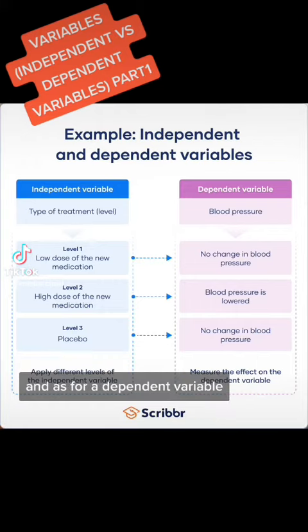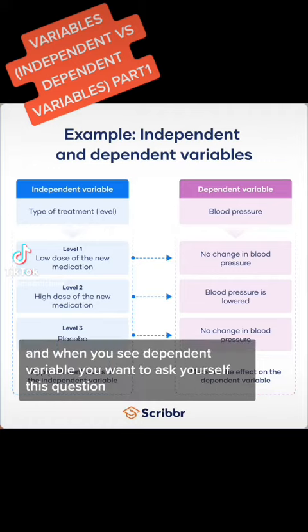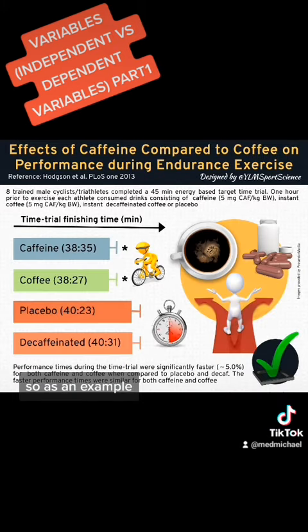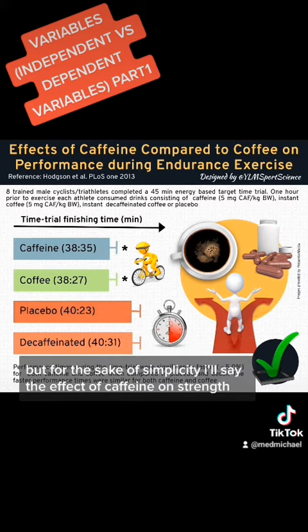As for a dependent variable, this is a variable whose value is dependent on another variable. When you see dependent variable, you want to ask yourself this question: what are the researchers measuring as an outcome? As an example, here is an experiment where researchers are testing the effect of caffeine on endurance, but for the sake of simplicity, I'll say the effect of caffeine on strength, right?